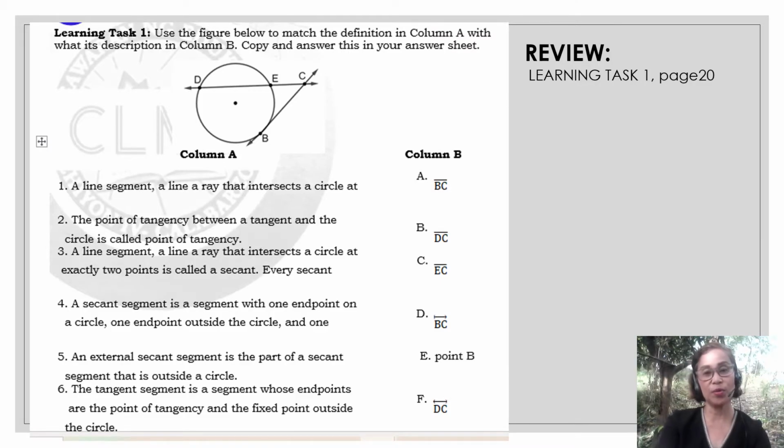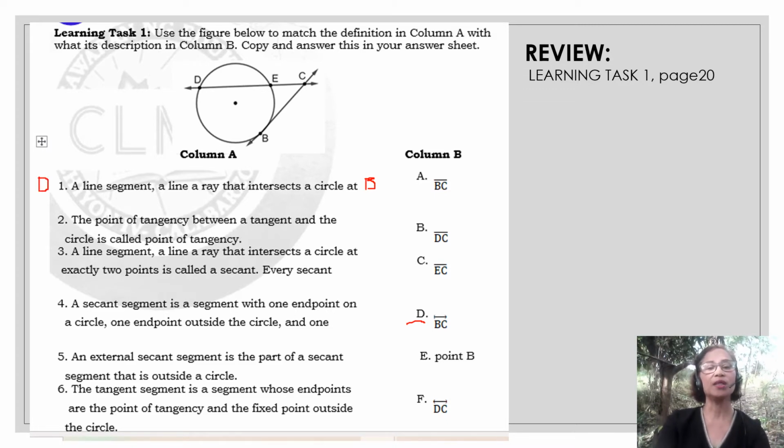Let us start our review by answering Learning Task 1 in page 20. Use the figure below to match the definition or description in column A with its correct representation in column B. Number 1. A line segment, a line, a ray that intersects a circle at point B. There should be point B here. The answer is letter D. It is line BC. Let me write D.